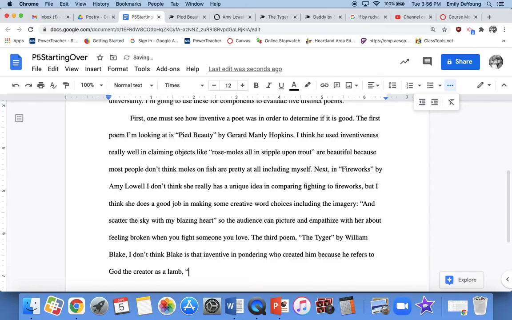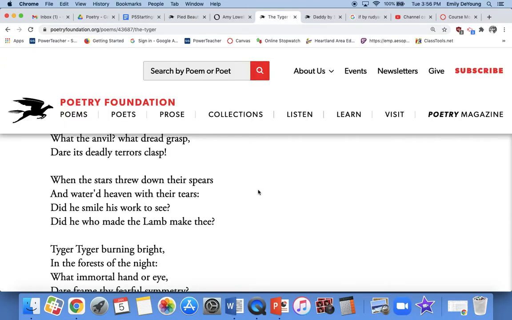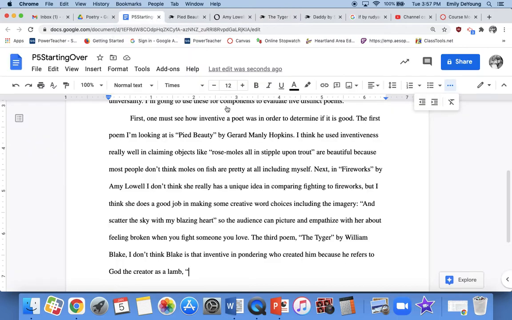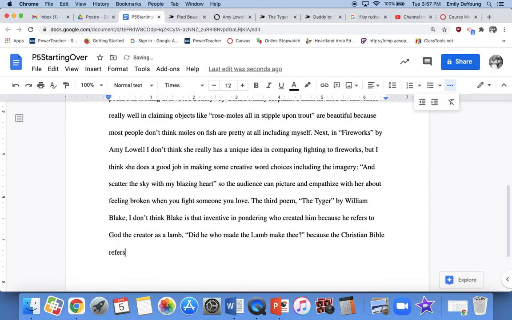And then I need my example from the poem here. So it said, did he who made the lamb make thee? So I'm going to put that. And I'm going to change my formatting. I'm just going to skip that whole T button and make sure it's Times and change it to 12. Perfect. Because the Christian Bible refers to God as a lamb, so that's not anything new.